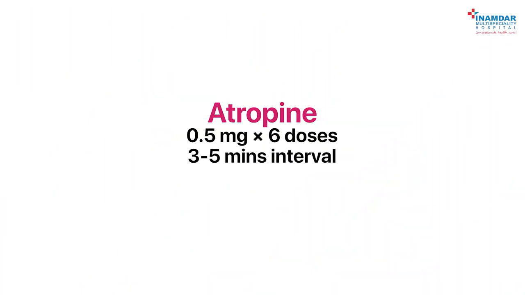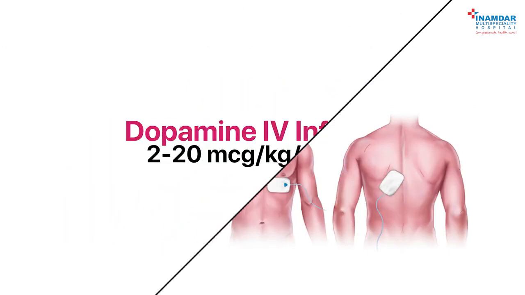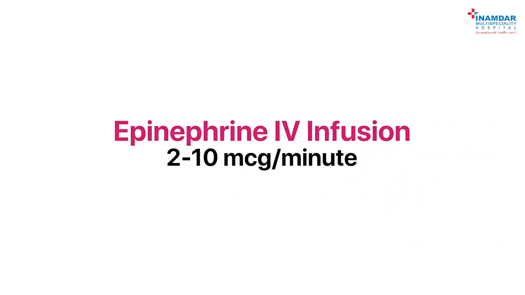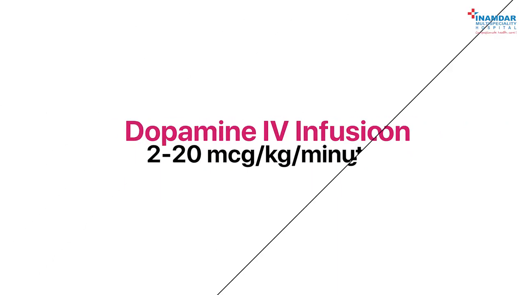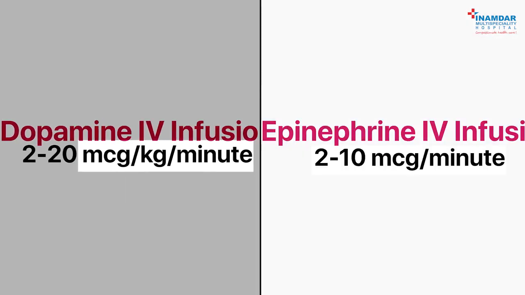So let's see the doses now, no confusion. Atropine should be 0.5 mg, repeated every 3 to 5 minutes. The maximum dose will be 3 mg, that is a total of 6 doses of atropine. If it fails, then go for transcutaneous pacing, that is TCP. If it doesn't work, then go for dopamine infusion. The dopamine dose is 2 to 20 and the adrenaline dose is 2 to 10. Dopamine is 2 to 20 mcg per kg per minute, while adrenaline or epinephrine is 2 to 10 mcg per minute.